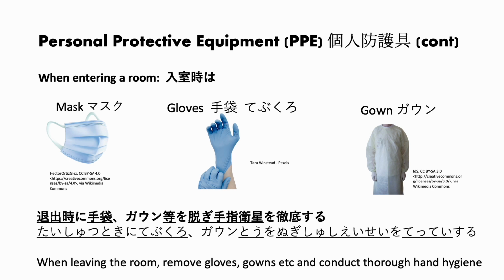So we'll now look into the PPE required when looking after a patient requiring contact precautions. So when entering a room or nyushitsuji, we need to be wearing a mask, which is masku, gloves, which is tebukuro, and a gown, which is gaun. And for when leaving the room, it says 退出時に手袋、ガウン等を脱ぎ、手指衛生を徹底する, which in English is when leaving the room, remove gloves, gowns, etc., and thoroughly conduct hand hygiene.